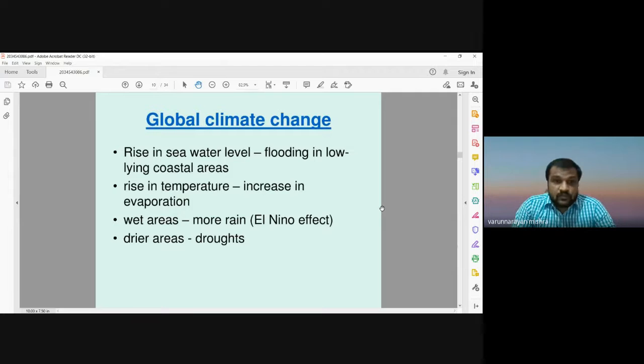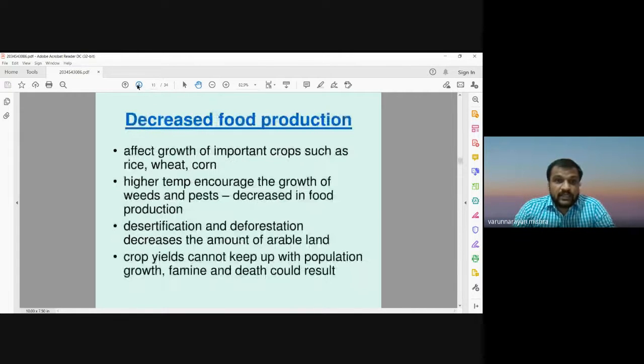Okay, so because of global climate change, the earth is facing different kinds of problems in terms of flooding, and in terms of the rise in temperature that can cause an increased evaporation rate. There may be more rains, that is the effect of El Nino, and there may be droughts and desertification, which are also factors caused by global climate change. So moving to the next slide.